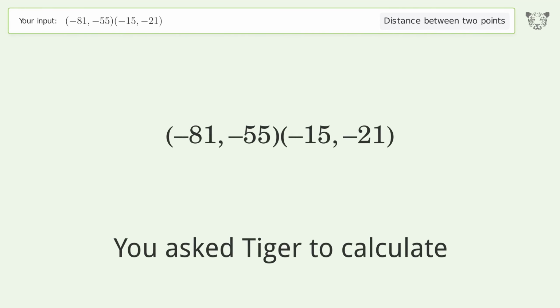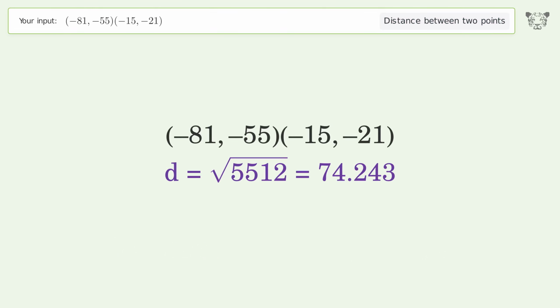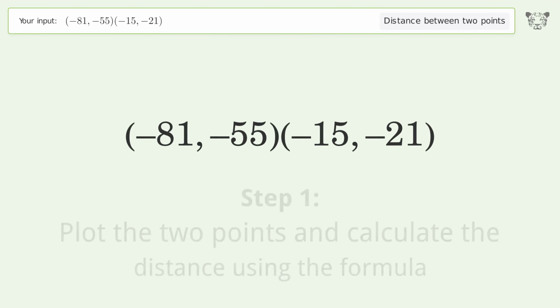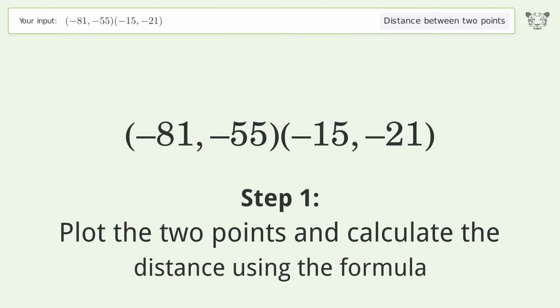You ask Tiger to calculate. This deals with the distance between 2 points. The distance between the 2 points is the square root of 5,512, or 74.243. Let's solve it step by step. Plot the 2 points and calculate the distance using the formula.